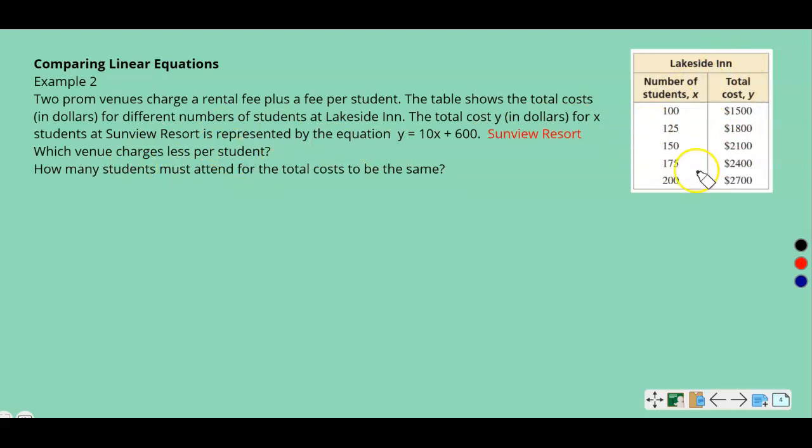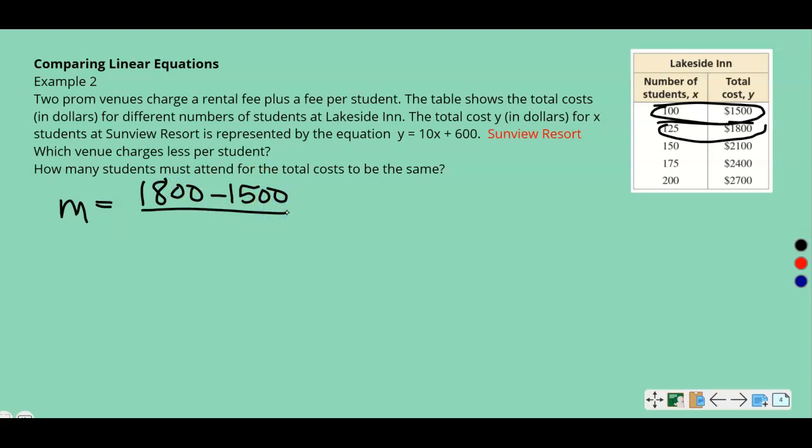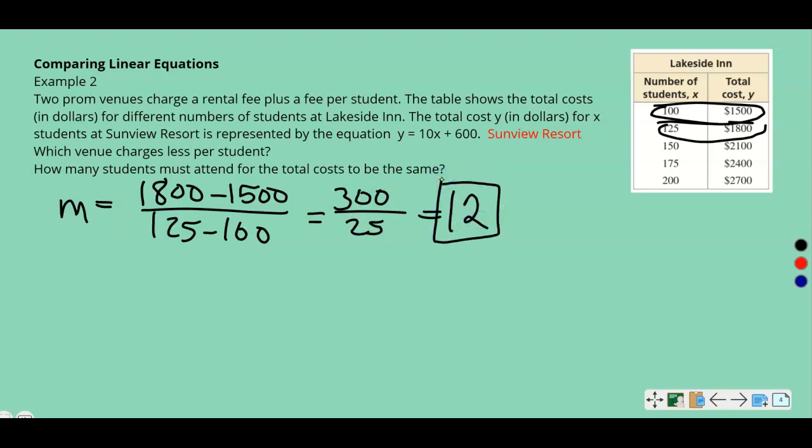So the first thing we need to do is write an equation using the table for Lakeside Inn. We need an equation for both so we can see how they compare. So again, let's find the slope. Let's just use the first 2 points. It doesn't matter. So we're going to have 1,800 minus 1,500 over 125 minus 100. So we're going to have 300 over 25. So that's 12. All right, so we have a slope of 12.